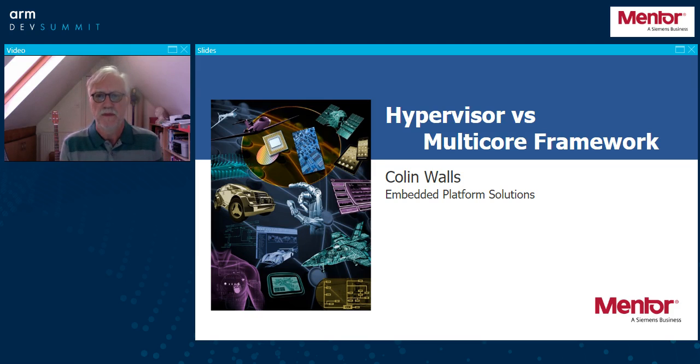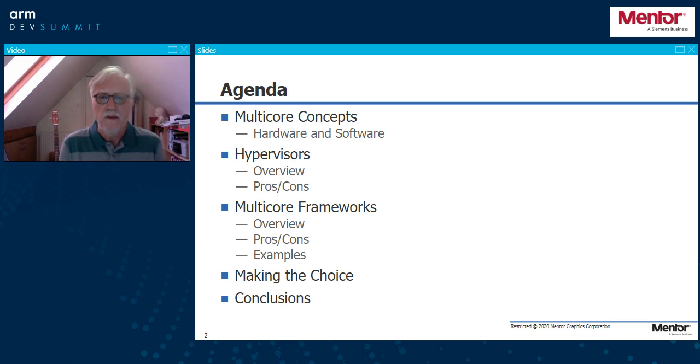Multi-core is a pretty big subject, so we're going to focus specifically on hypervisors and multi-core frameworks. So here is a little agenda for what we're going to cover. I'll start off by putting things in context by defining some of the concepts. We'll move on then to talk about hypervisors, then multi-core frameworks, and then we'll look at how we make the choice between these two technologies, if indeed we do need to make the choice. And then we'll wrap up.